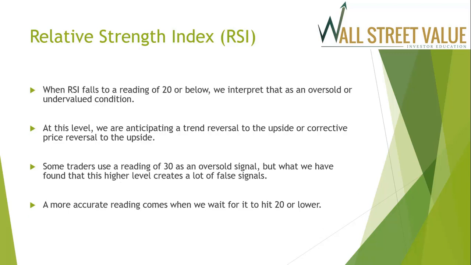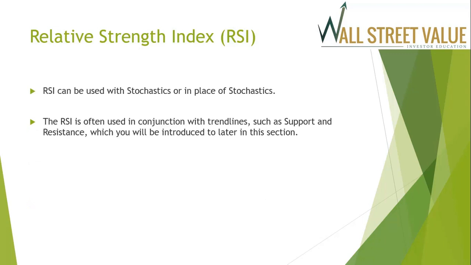When RSI falls to a reading of 20 or below, we interpret that as an oversold or undervalued condition. At this level, we're anticipating a trend reversal to the upside or a corrective price reversal to the upside. Some traders use a reading of 30 as an oversold signal, but what we have found is that this also creates a lot of false signals. So we want a more accurate reading, and that comes when we wait for it to hit 20 or lower.